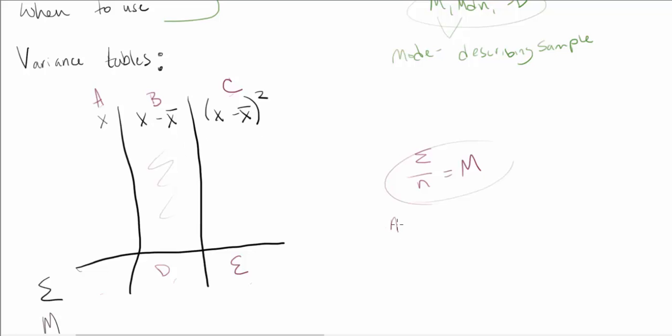So let me write this down for you. A is raw scores. B is deviation scores. Column B are the deviation scores. So these are how much those raw scores deviate from the mean. In C, we're taking results from B and squaring them. So what is C called? Good, so C is squared deviation scores.